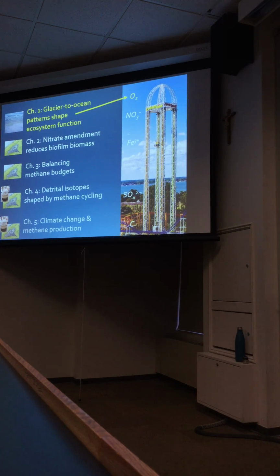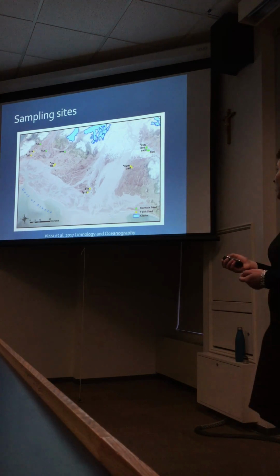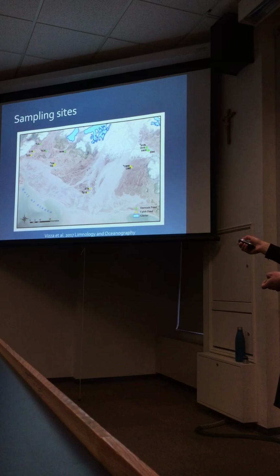So let's talk about chapter 1. Essentially we wanted to look at this really diverse, heterogeneous landscape. And so we sampled 15 ponds throughout the Copper River Delta. These green triangles are glacial outwash systems. The yellow ones are uplifted ponds.